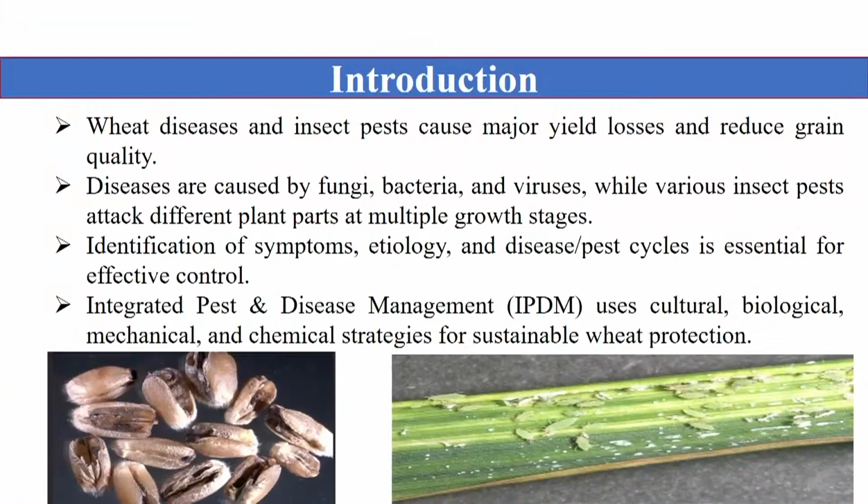They reduce the grain quality as well as the overall yield of the crop. Diseases are caused by many causal factors, that is fungi, bacteria, viruses, nematodes, and insect pests also affect the crops. Dear learners, there are many different plant parts and they can be affected at multiple growth stages, and identification of the symptoms, their etiology, and the disease and insect cycle are essential for effective management.